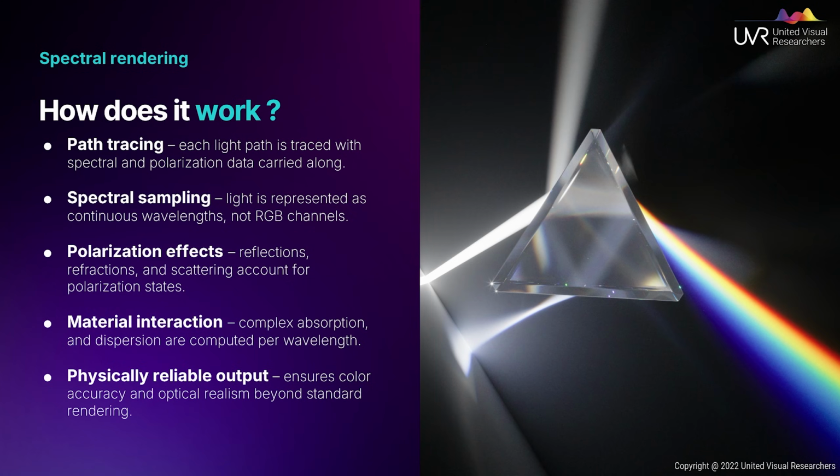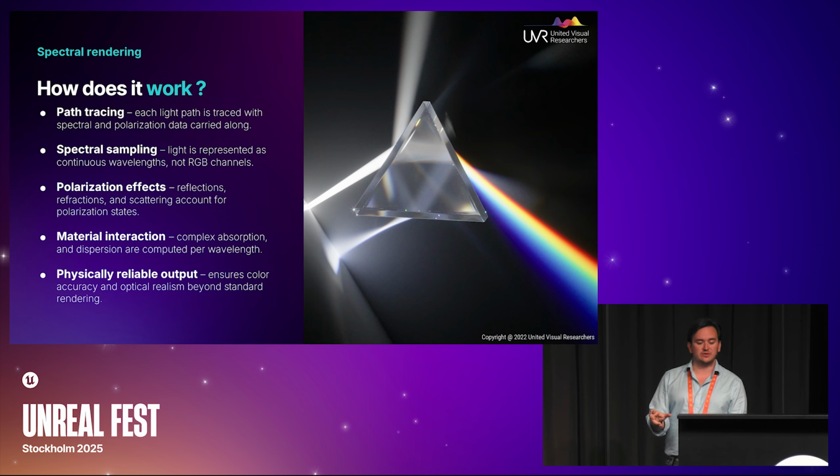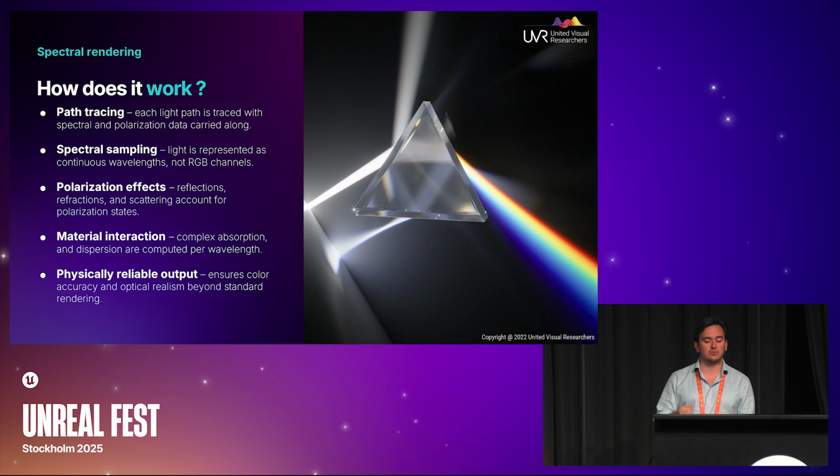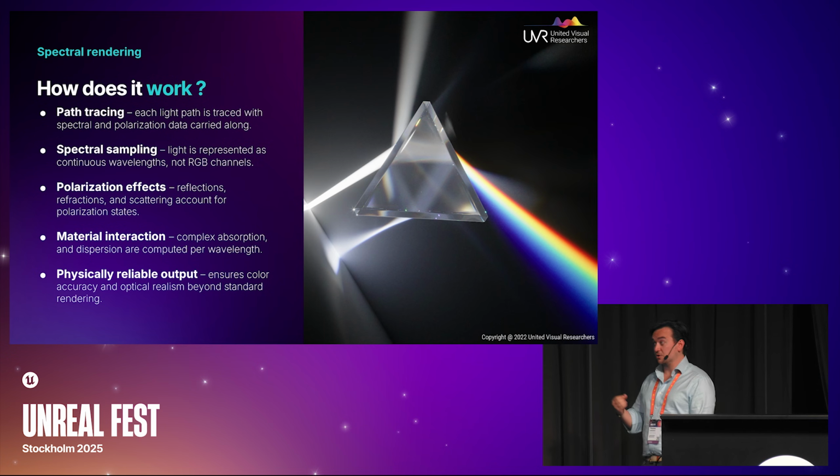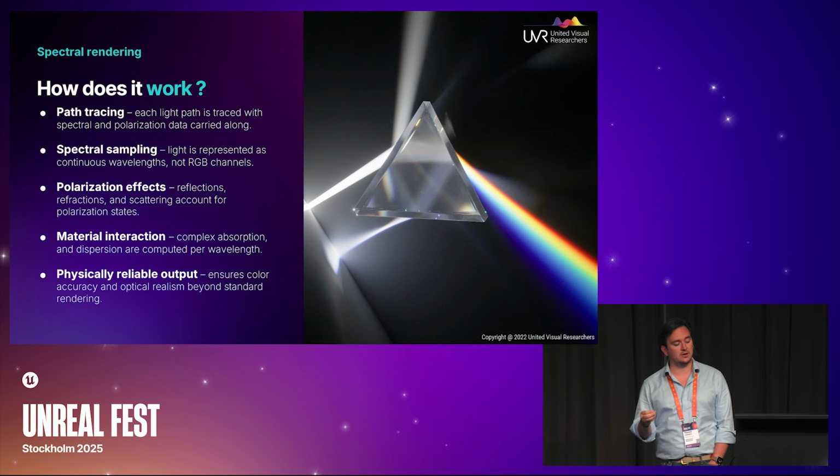Basically, the core technology is still a path tracing technology. So most of you are already familiar with the path tracer. But here, along with the ray that propagates in the scene, you also have the spectral data and the polarization data that is propagated in this scene. And you have spectral sampling, which means that the light will not be represented as RGB channels, but it will be represented as a continuous spectrum. You will have the polarization effects, which means that you will have the correct refraction, the correct reflection, and the correct scattering within the scene.